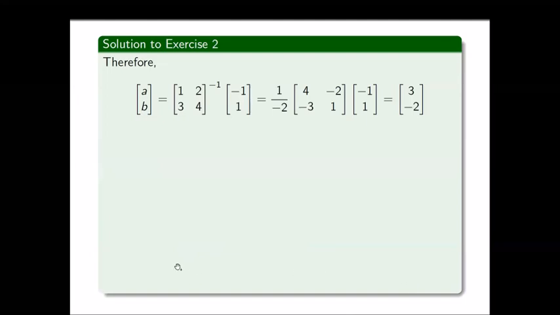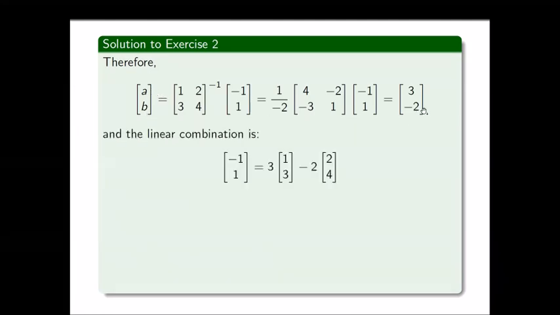As a result, this vector (a, b) becomes the inverse of the matrix [1, 2; 3, 4] times (-1, 1). Now the inverse of this matrix is going to be 1 over -2 times [4, -2; -3, 1]. You know how to compute the inverses of a 2 by 2 matrix, and then we just multiply. So we get that a has to be 3 and b has to be -2. In other words, the linear combination is this: 3 times the first vector minus 2 times the second vector is (-1, 1).